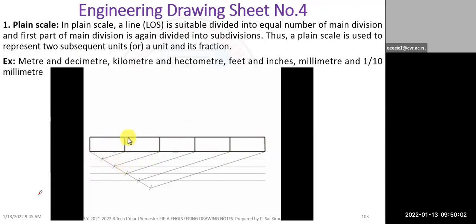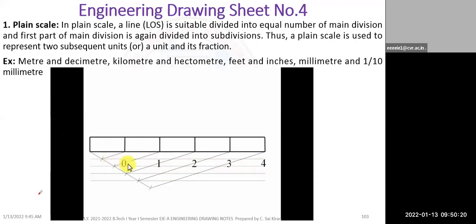Now, at the end of the first division, I'll be writing a zero over here, something like this. This is going to be one. This is going to be two, three, and four. Now, each division is equivalent to one decimeter. So at the end of the first division, we place a zero, this is going to be one decimeter, two decimeter, three, four.